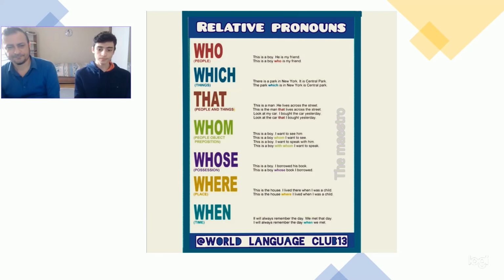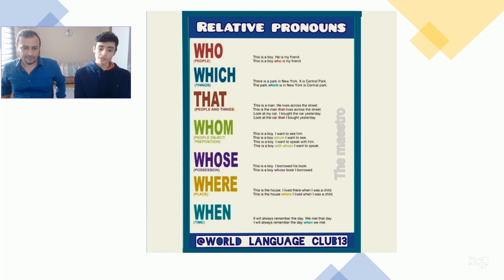Wonderful. Next one. Where relates to place. This is the house, I lived there when I was a child. And this is the house where I lived when I was a child. It is talking about the place where he lived. The house. Okay, last one.